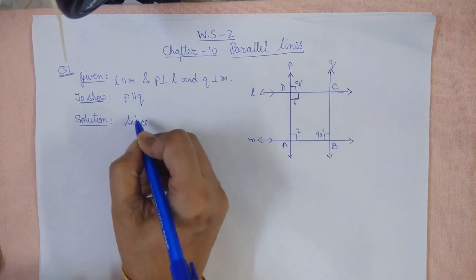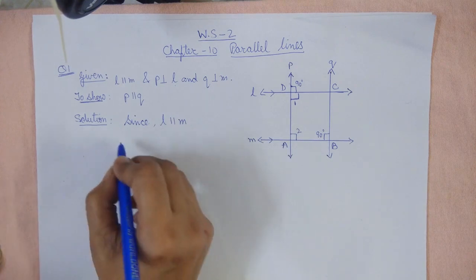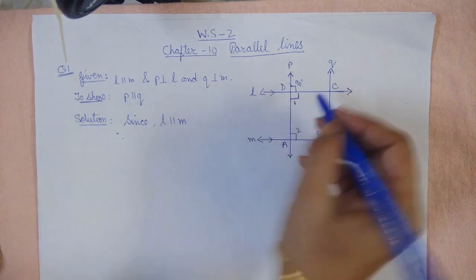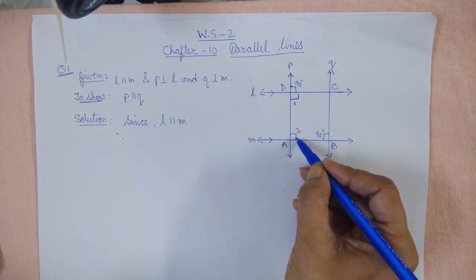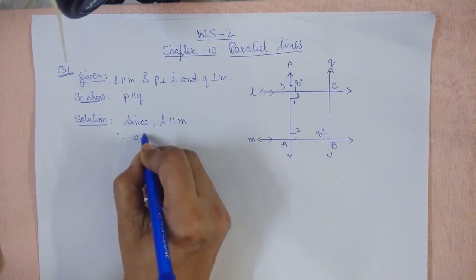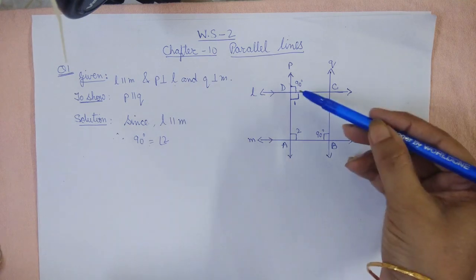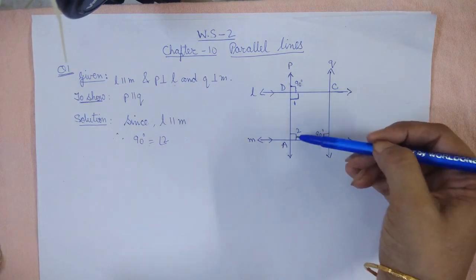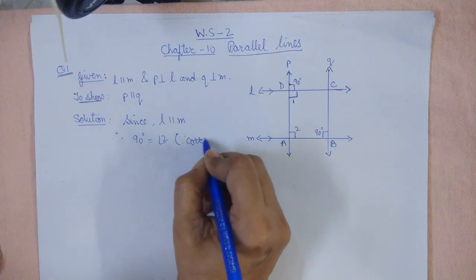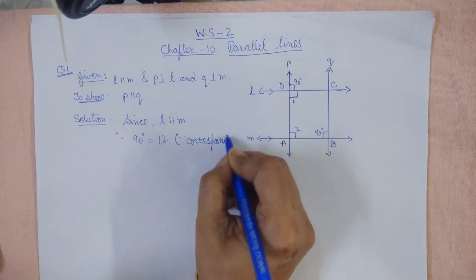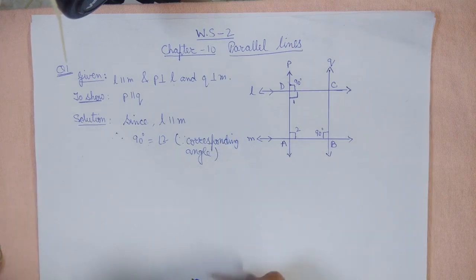Since L parallel M, therefore this 90 degree should be equal to angle 2. Therefore 90 degree equals angle 2. What should be the reason for this? Look, 90 degree and angle 2, these are corresponding angles. So the reason will be corresponding angles. Don't forget to write the answers.